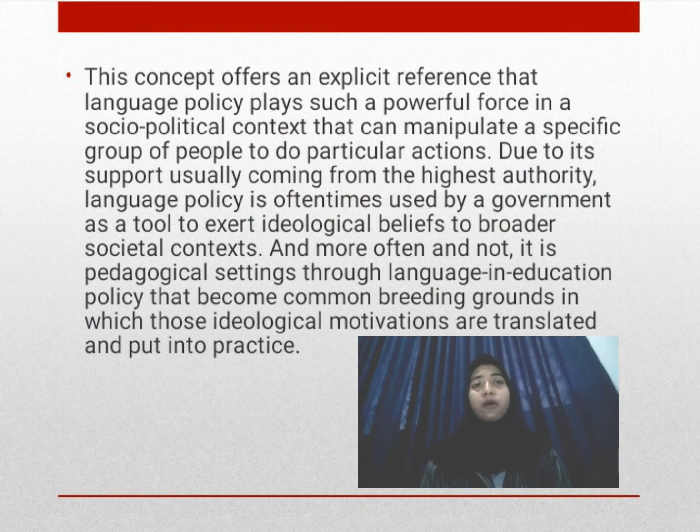This concept offers an explicit reference that language policy plays such a powerful force in a socio-political context that it can manipulate a specific group of people to do particular actions. Due to support usually coming from the highest authority, language policy is oftentimes used by a government as a tool to exert ideological belief to broader societal contexts, and more often than not, it is the pedagogical setting through language in education policy that becomes the common breeding ground in which these ideological motivations are translated and put into practice.